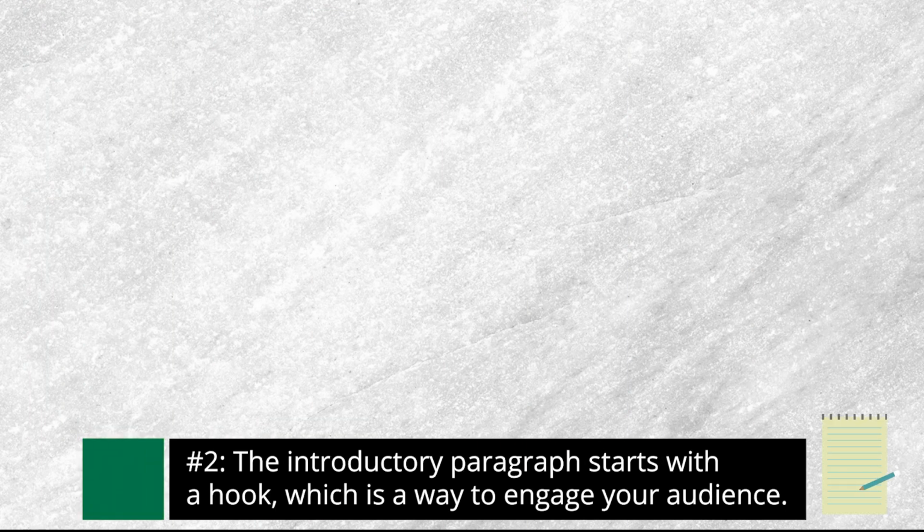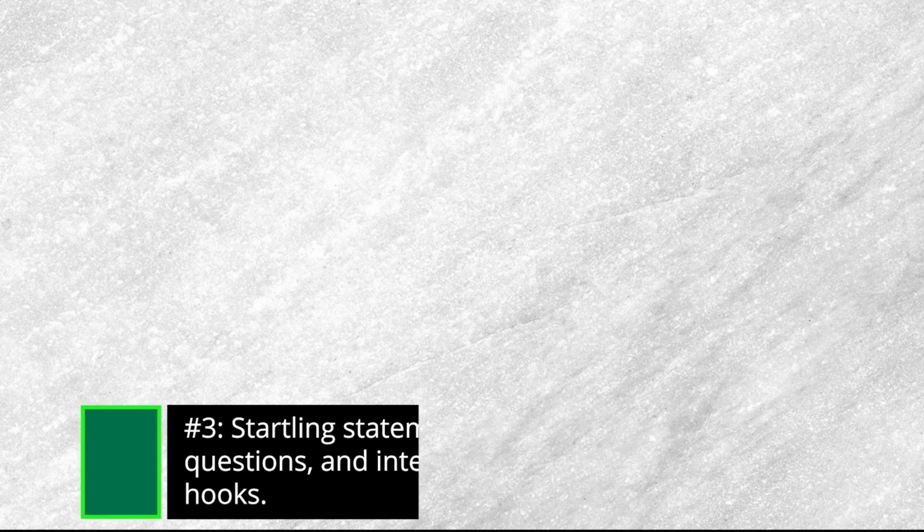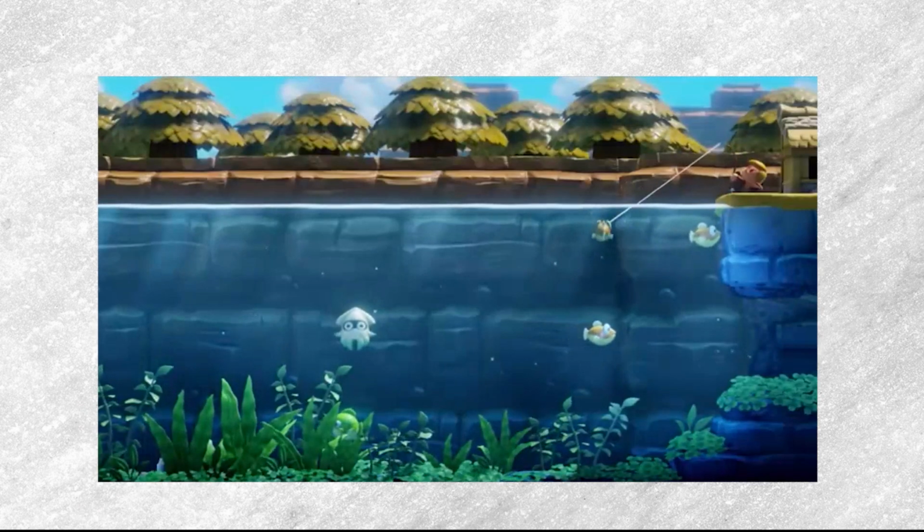Note number 2. The introductory paragraph starts with a hook, which is a way to engage your audience. You've probably talked about a hook when looking at other forms of writing, but to keep it basic, a hook is a way to rope your audience in and get them interested in what you have to say. In argumentative writing, note number 3, hooks are often startling statements, real-world examples, questions, and interesting statistics. These are all some good examples of hooks that work in argumentative writing. So let's look at those hooks in action.